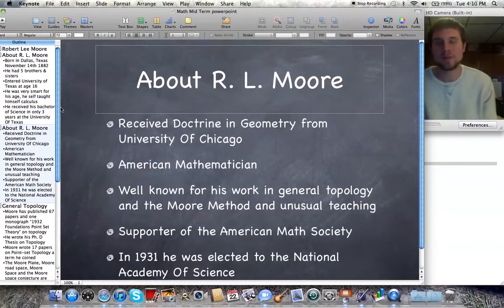After he graduated from the University of Texas and received his Bachelor of Science, he received a scholarship to the University of Chicago because of all his achievement and success at the University of Texas. Robert Lee Moore ended up taking it, and he then received his doctorate in geometry from the University of Chicago, which is just huge. Robert Lee Moore is an American mathematician.